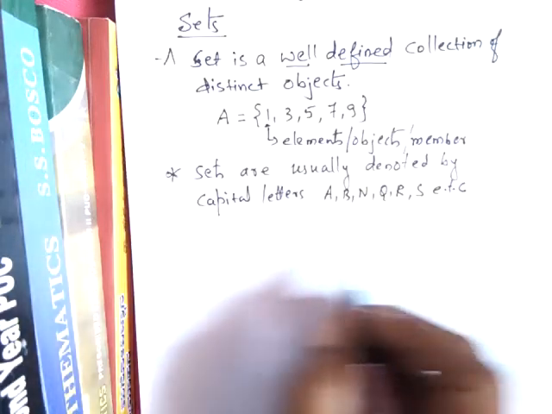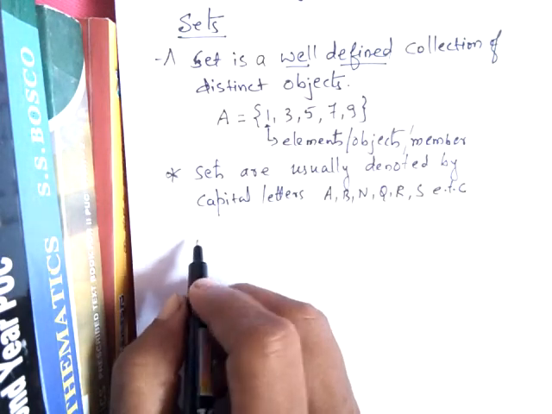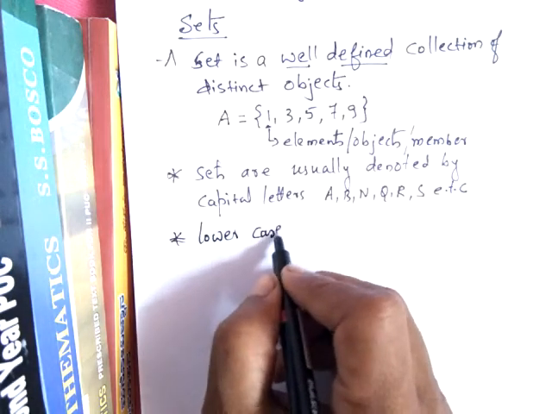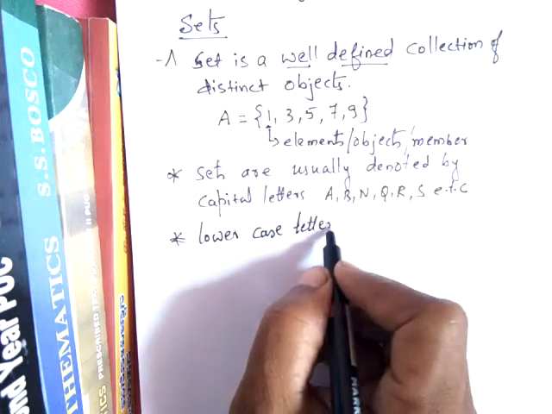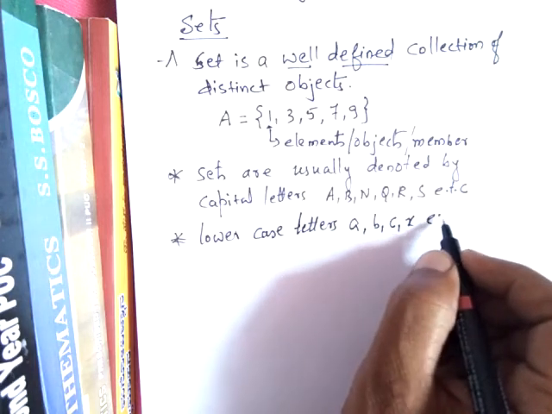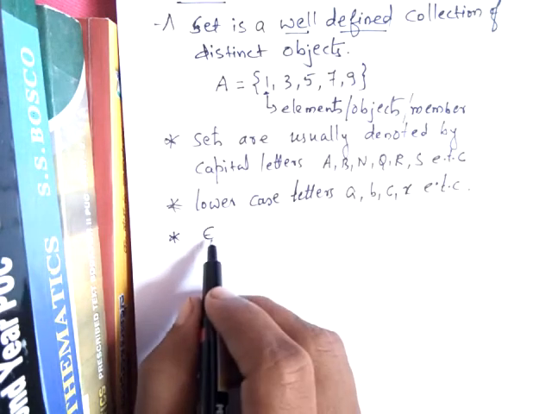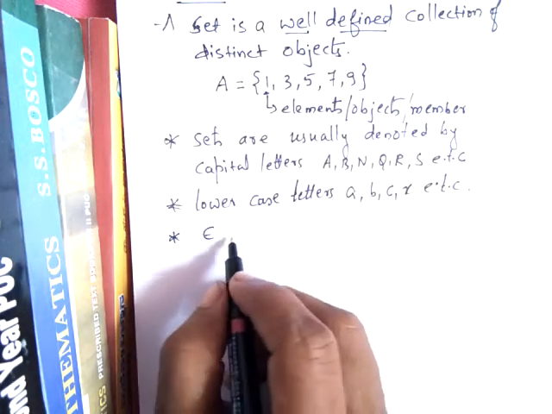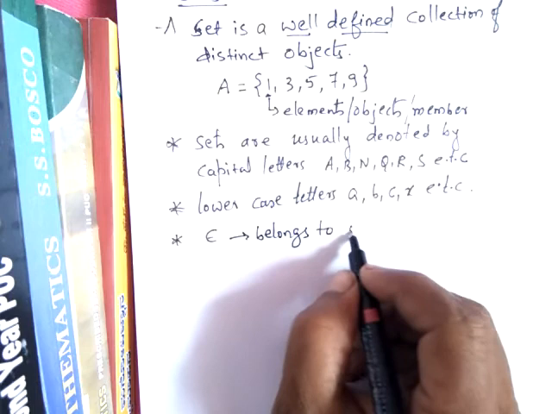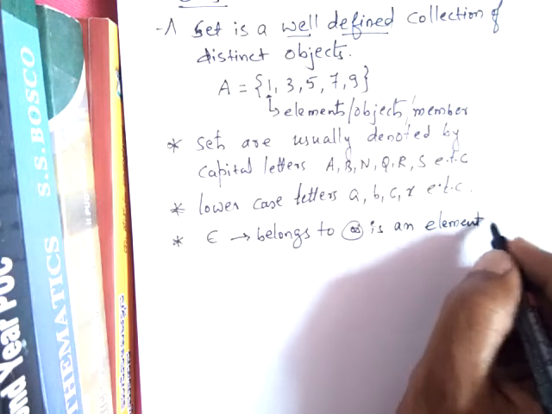The elements which are present inside are denoted by lowercase letters. For example, elements are denoted like small a, b, c, x, etc. The important symbol is this one, which is nothing but belongs to. The symbol is read as belongs to, or you can say is an element of.